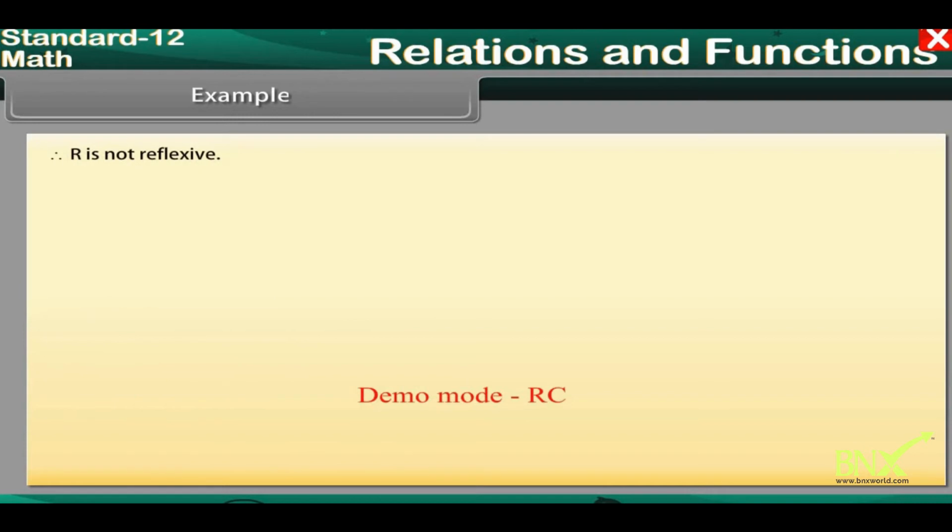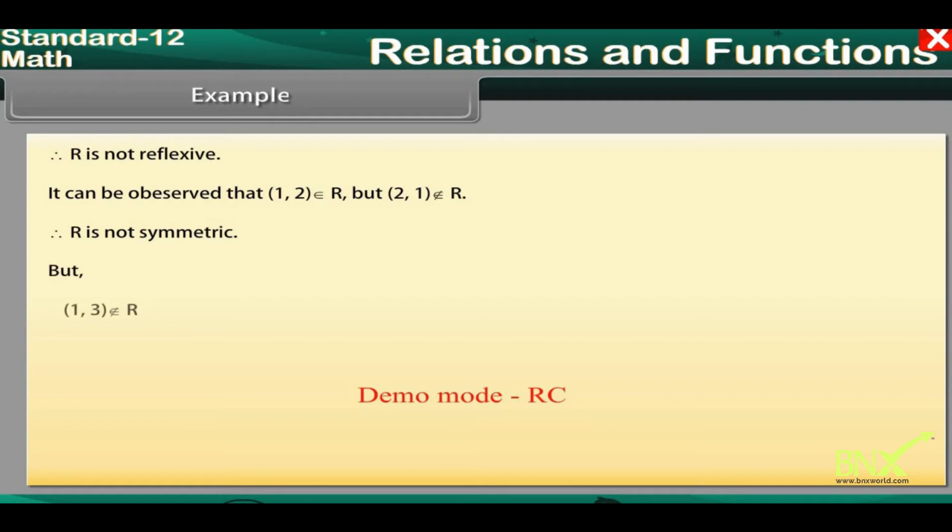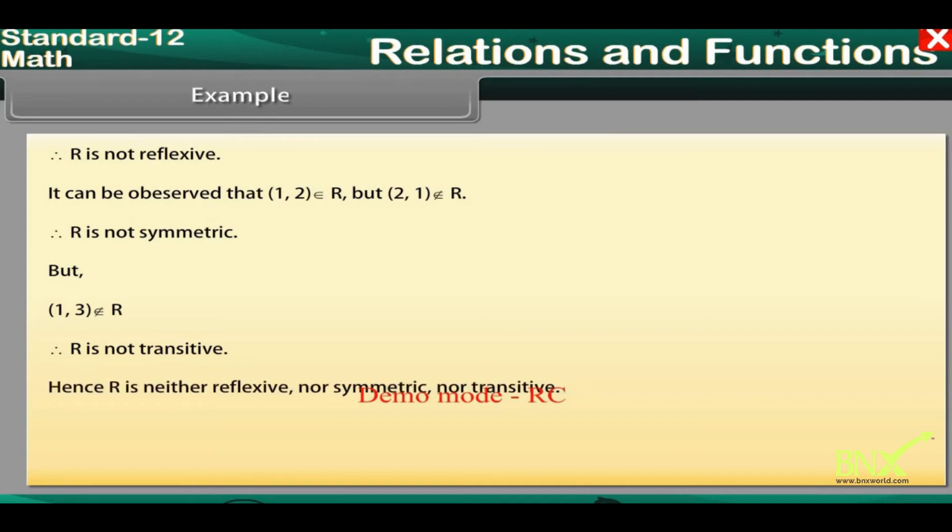Therefore, R is not reflexive. It can be observed that (1, 2) belongs to R, but (2, 1) does not belong to R. Therefore, R is not symmetric. But (1, 3) does not belong to R. Therefore, R is not transitive. Hence, R is neither reflexive, nor symmetric, nor transitive.